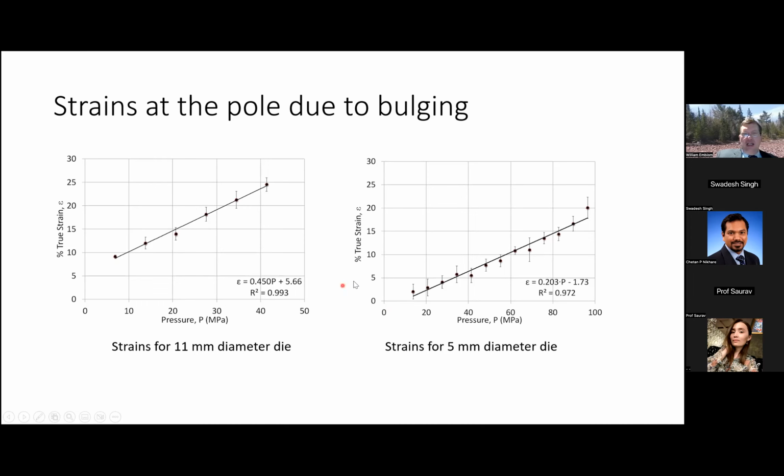When we start looking at what happens with the 5 mm diameter die, you can see again we have pretty good, but not as good agreement between our trend line and the strains that we actually measured, but still really quite good. This strain here was actually right at the onset of the burst. It had not burst, but was about to burst. So a small amount more pressure, and we would have had a burst condition.